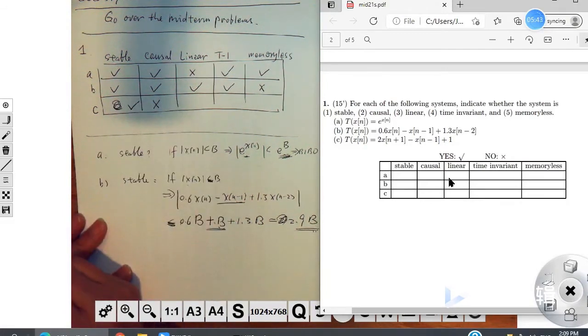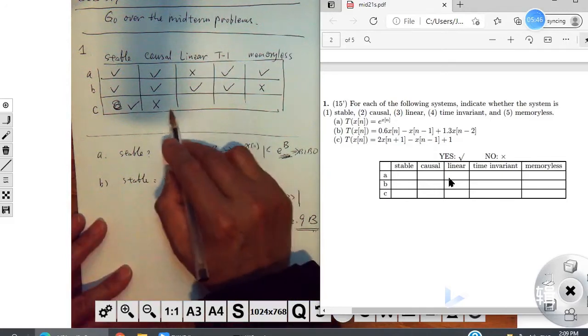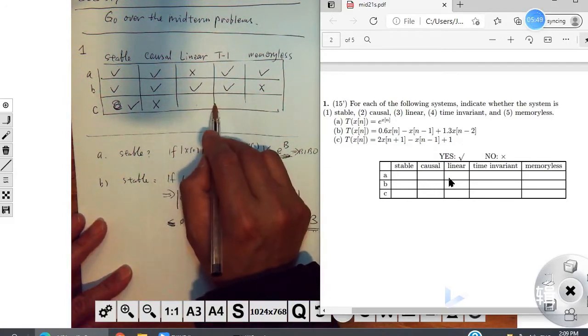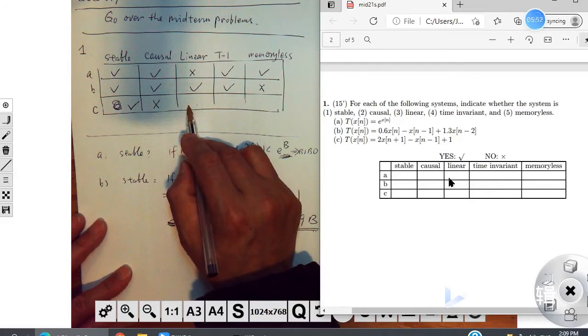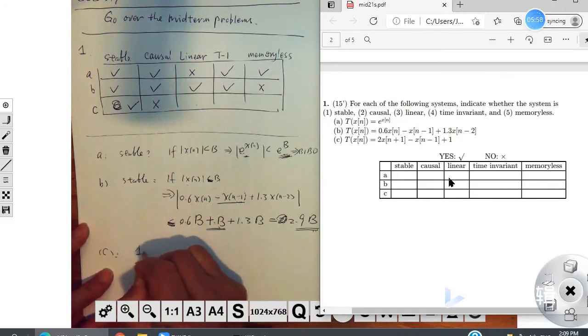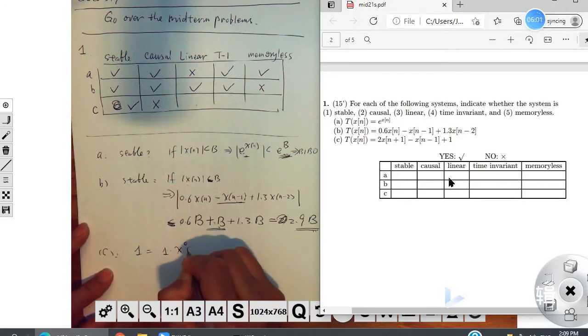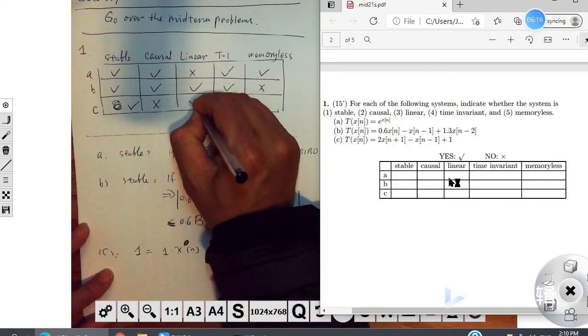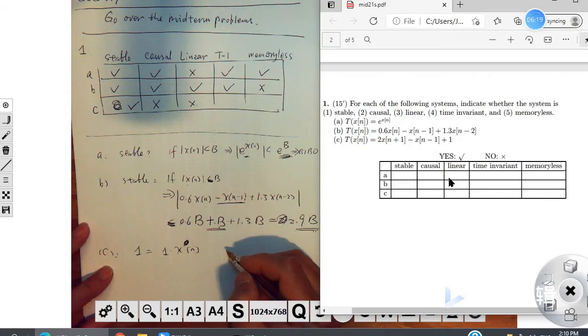For C, we have other cases we didn't check. Whether it is linear, we say no, because we have 1, which equals 1 times x to the 0th power. For linear, you have to use all linear terms; the power must be 1. This is power 0, so it is not linear. And time invariant? Yes, this is time invariant, because when you shift x, the output also shifts.